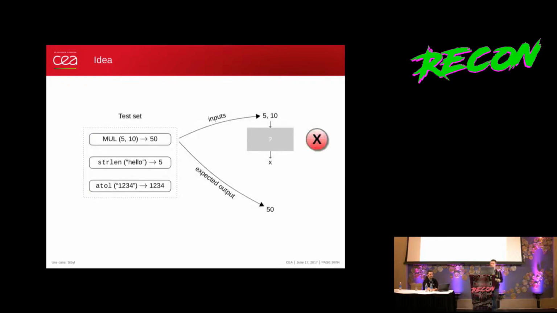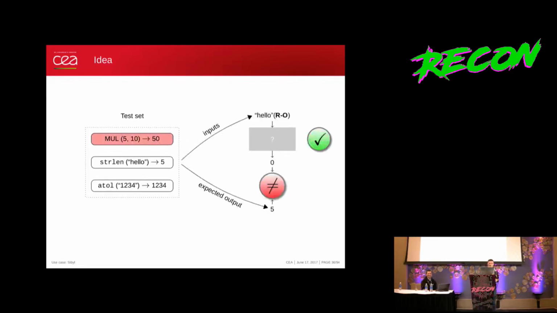So just to be sure, here is an example of a few test sets. We have this black box function, and our first test is mul. The inputs of mul are 5 and 10, we set the arguments, run the function, and the function crashes. So obviously, this is not a mul.